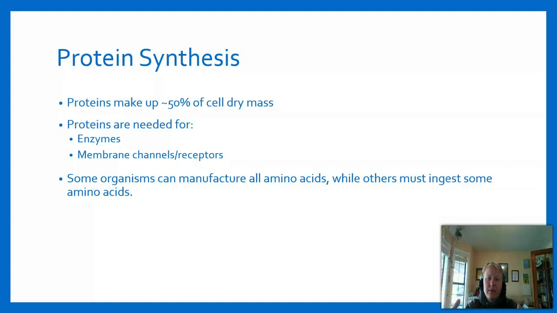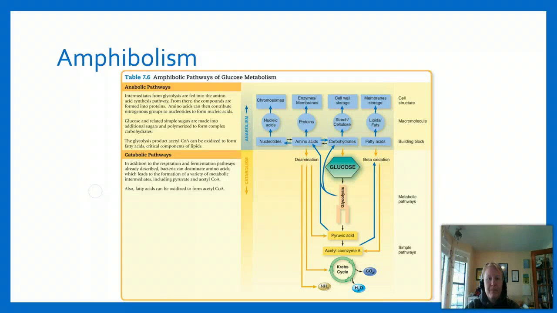And some organisms can manufacture all of the amino acids, while others have to ingest some of those amino acids. We talked about this a little bit in class, where we have essential amino acids that we have to eat because we can't create all 20 amino acids, while some organisms can create all of these amino acids, so they don't need to worry about it too much.